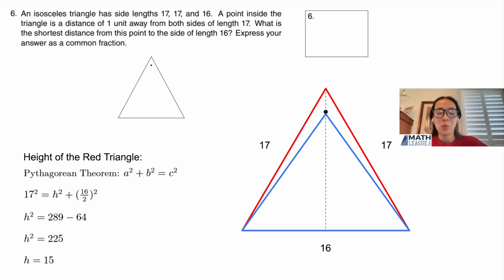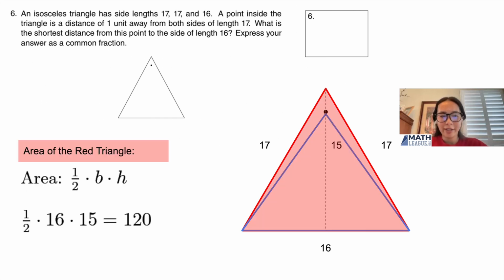If we have our squares memorized, which I highly recommend everybody do up through at least 20, we know that 225 is 15 squared, and now we know the height of our entire red triangle. With that information, we would next find the area of the red triangle. Since we know the height and the base, we can use the area of a triangle formula, 1/2 base times height, and say that 1/2 times 16, our base, times 15, the height, is 120. I would do this by dividing 16 by 2 to get 8, and then 15 times 8 is 120.